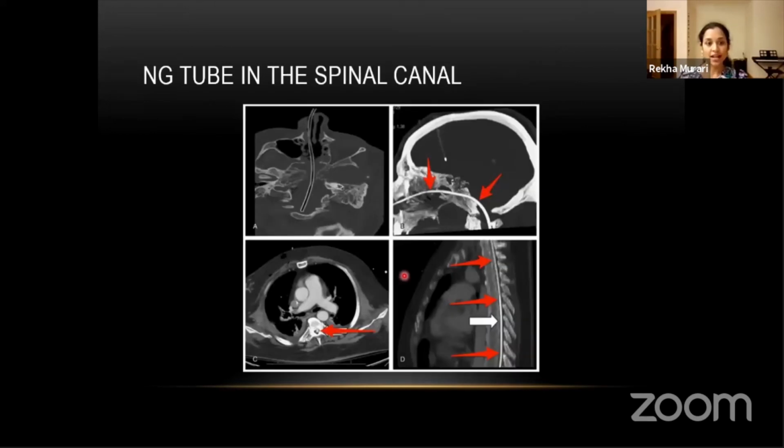And this is another extreme case. Can you see the NG tube? This is the axial view of the CT bone window, and you can see that this is the nasal cavity. It's penetrated the posterior nasal fossa and then all the way through the sphenoid sinus. On the sagittal view, you can see how it's gone through to go into the spinal canal. I've never seen this before.